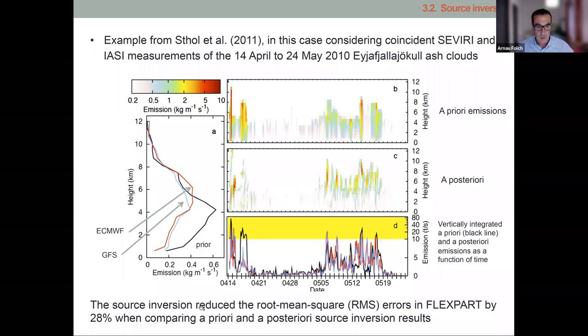Just to give you some numbers, in this particular study, this data assimilation strategy reduced the root mean square error in the FlexPart model by around 30%. And this is typically the numbers that we get when we apply this. And of course, it depends a lot on every specific case. In some cases, 10%, in others, it's 40. But just to give you an order of magnitude of what you can get when you apply this. So when you do the source inversion compared to assuming the a priori emissions.